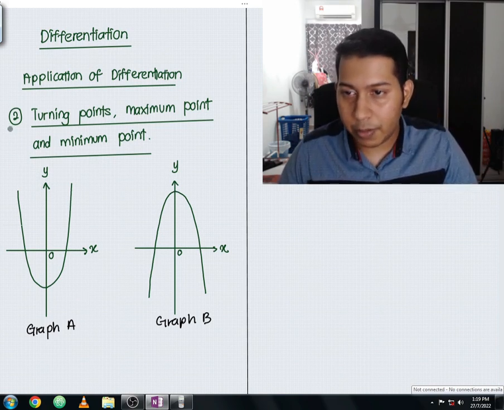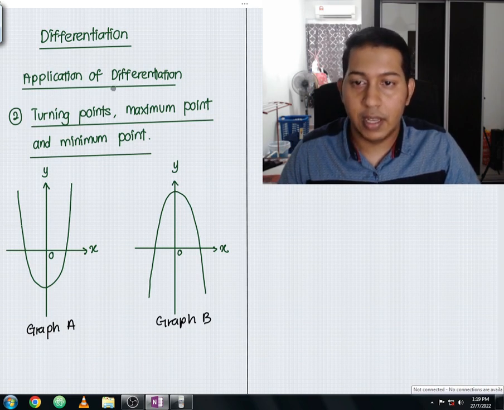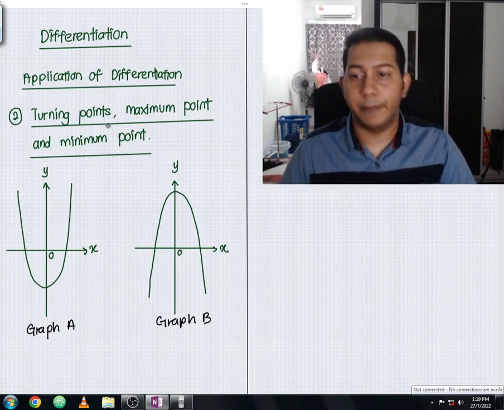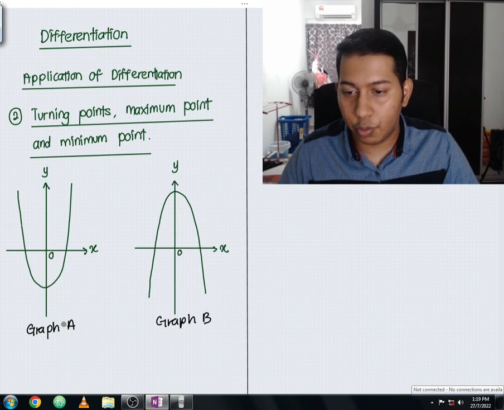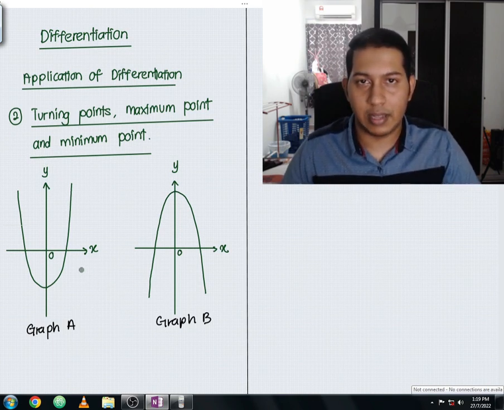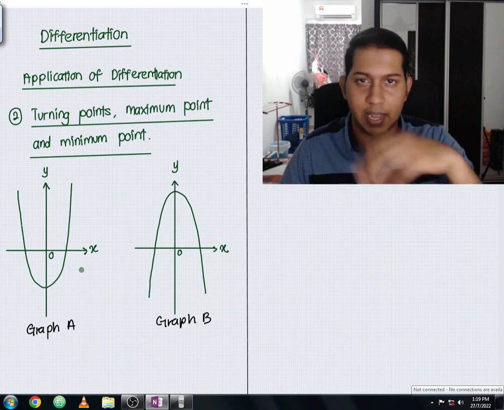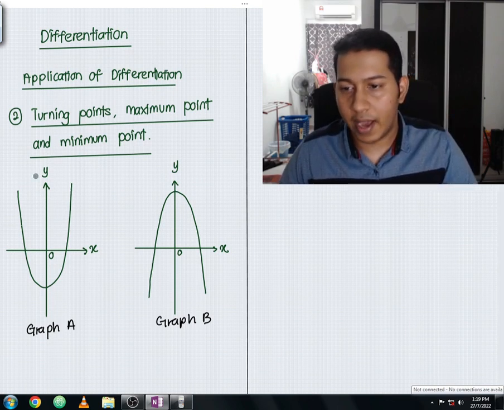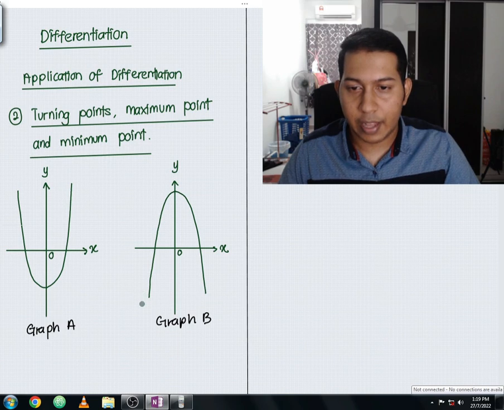So in this part 2, I'm going to discuss the turning points, maximum point and the minimum point. As you can see here, you have two types of graph, A and graph B. Basically they are both a quadratic curve. It's just a different type of curve. One you have the smiley face, another one is the sad face.